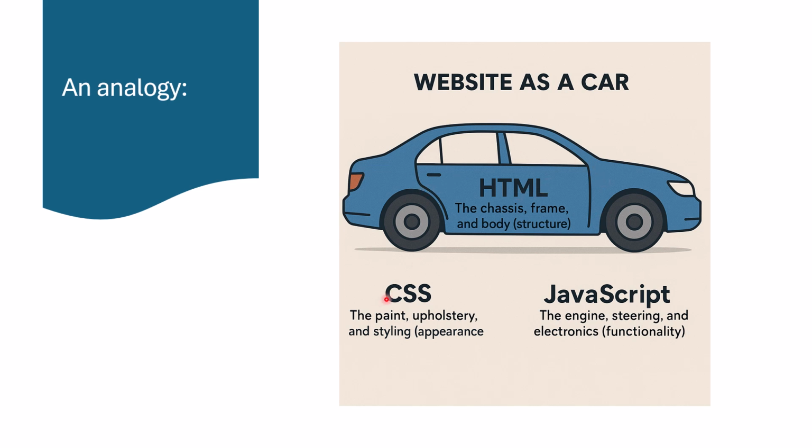And then we have CSS. Now CSS stands for Cascading Style Sheets, and this is for the aesthetics and for how the car looks. So for example, it would be the paint, the upholstery, and the styling. So the appearance. And then we're dealing with JavaScript. JavaScript is the engine, the steering, and the electronics. So it's primarily dealing with the functionality of the website.